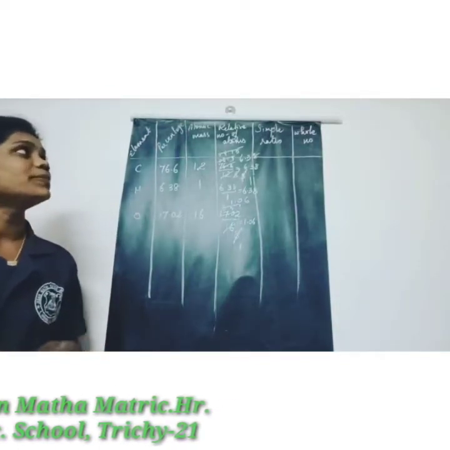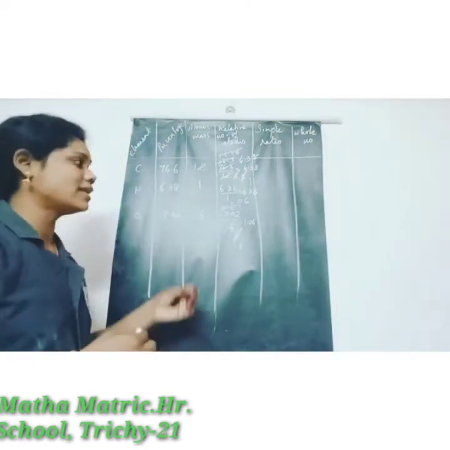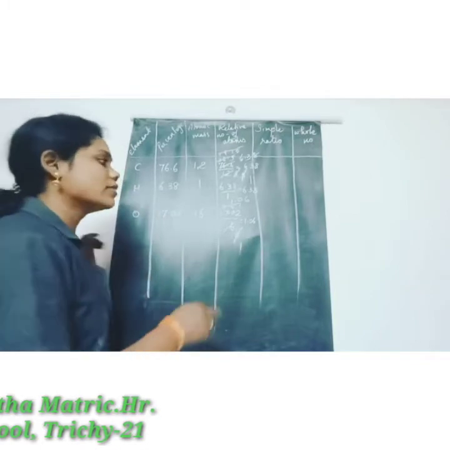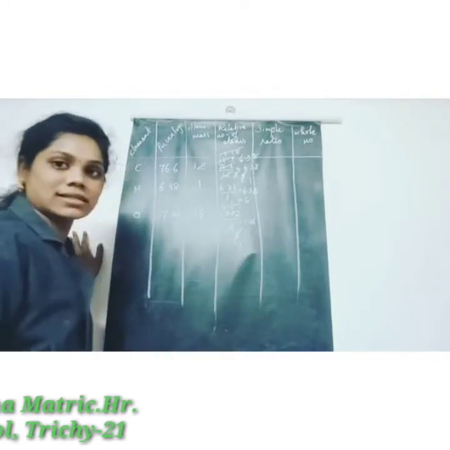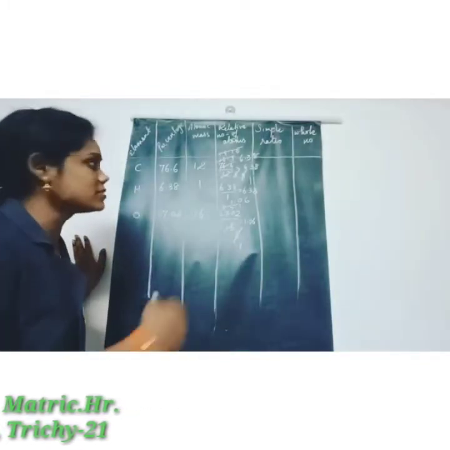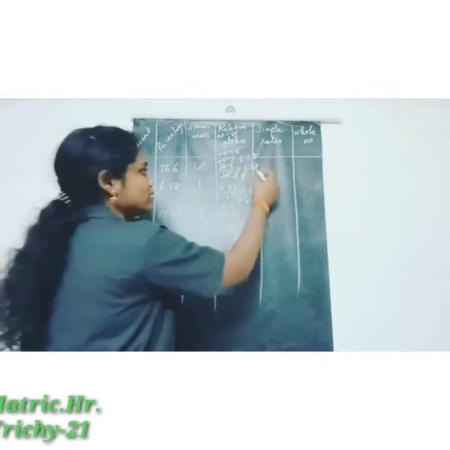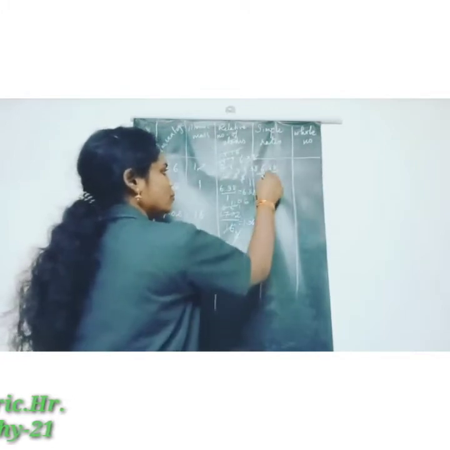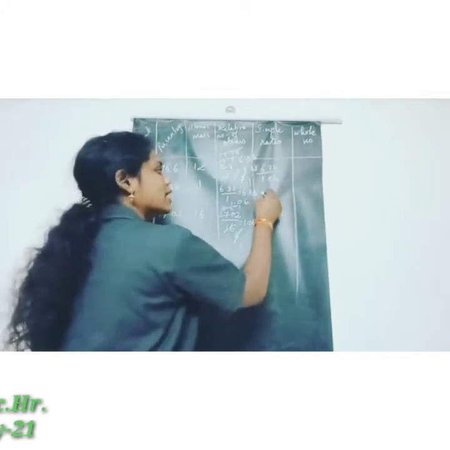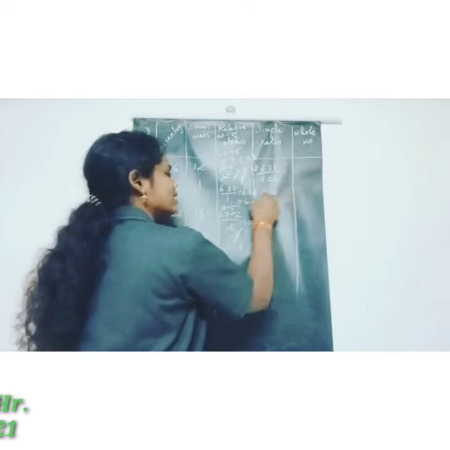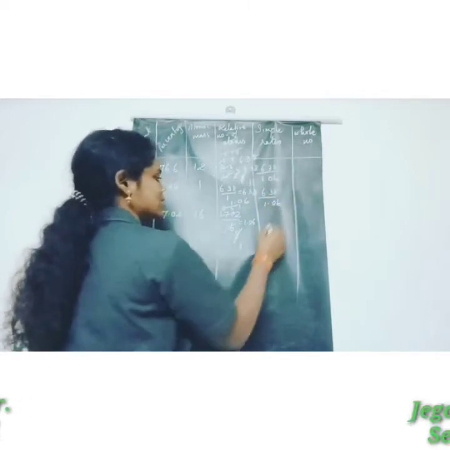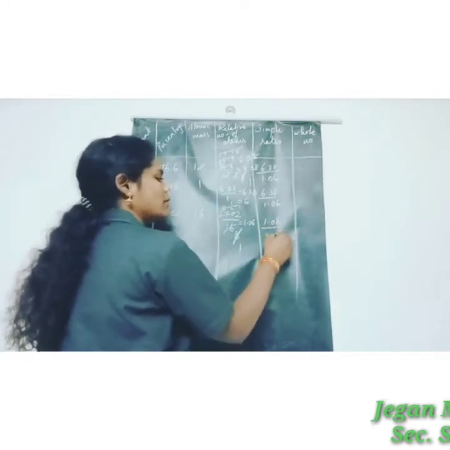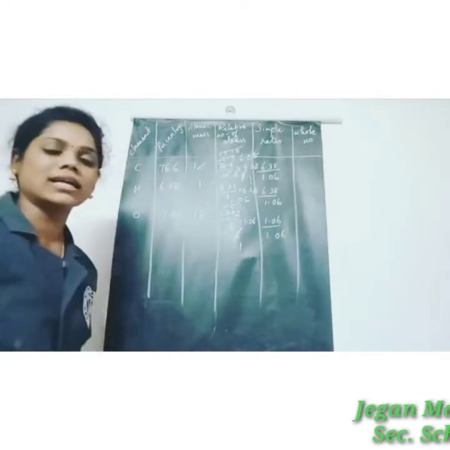And then the simple ratio. The simple ratio means we divide by the smallest quotient. Here 1.06 is the lowest quotient, so we divide by that. So 6.38 divided by 1.06, again 6.38 divided by 1.06, and 1.06 divided by 1.06. After that we take log.